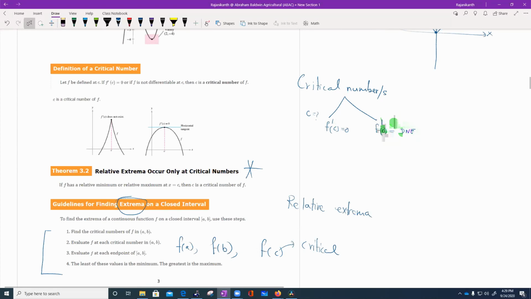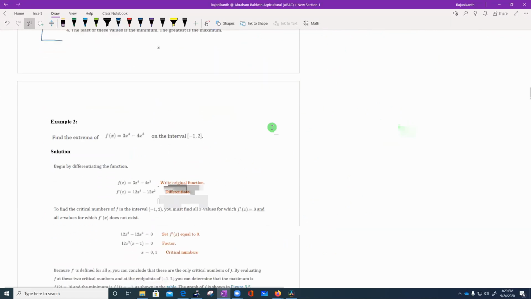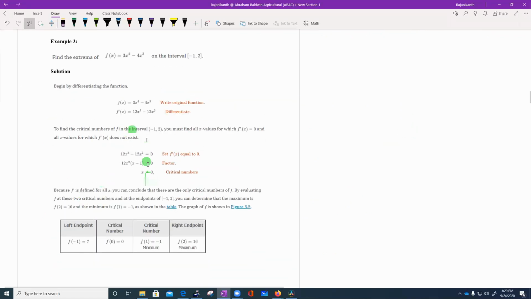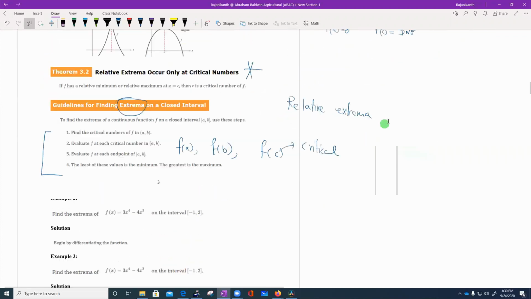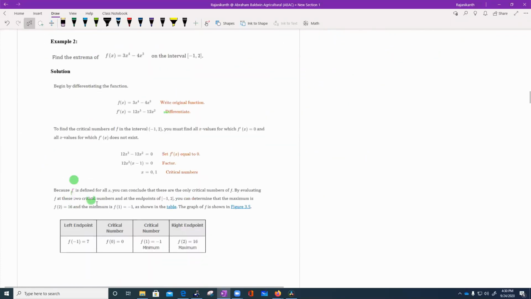Not only that, you have to check this condition also. Ask yourself, is there any point where the derivative does not exist? Remember, this was my derivative function. This is simply a polynomial. This is a very good function, always defined. F prime x is always defined. Therefore, you will not find any undefined points. That's what they explain here. Okay, so that means only these are the 2 critical points, right?